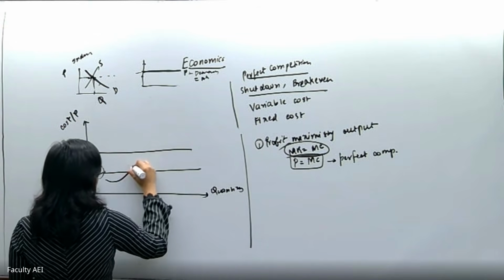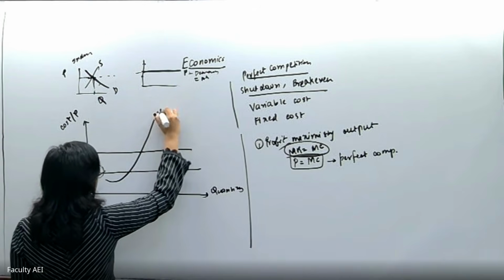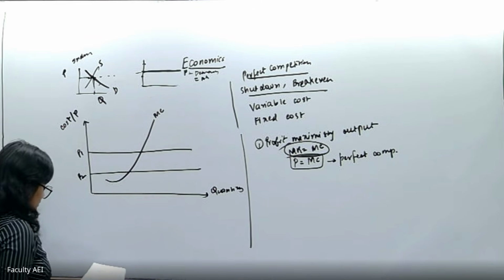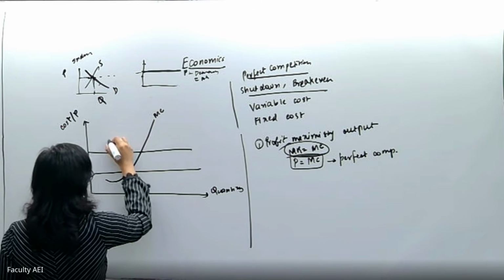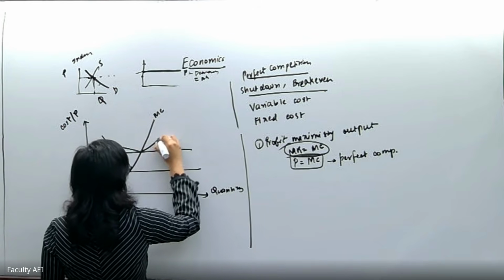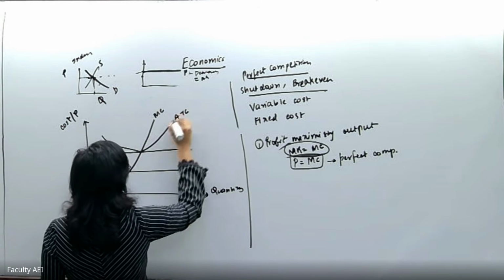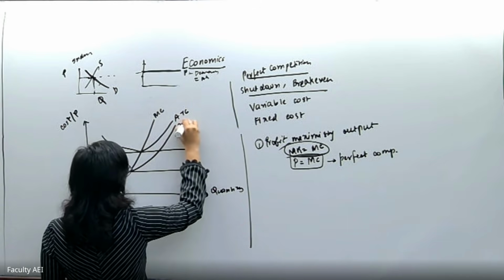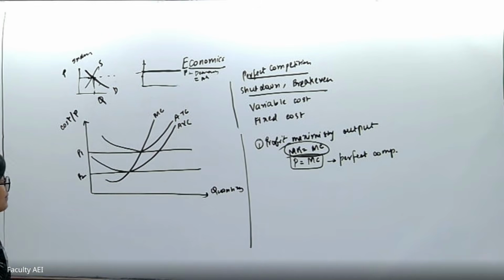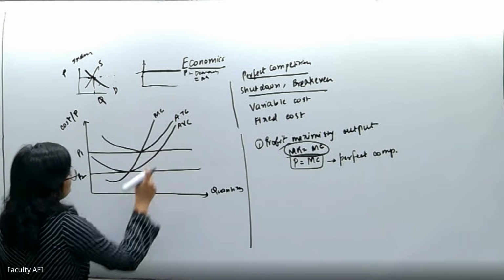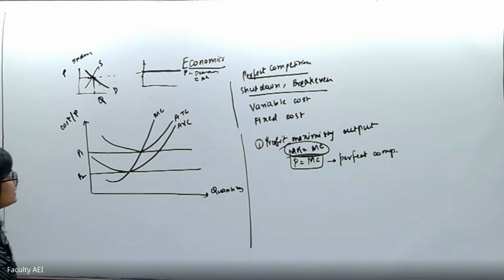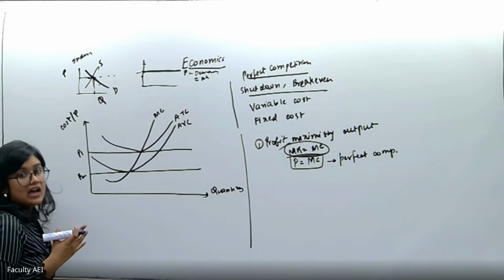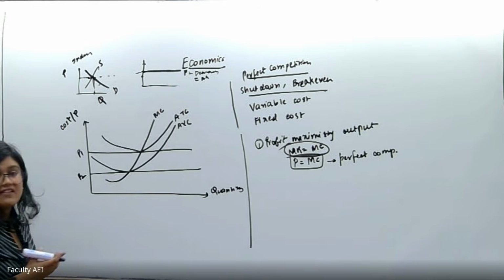This is the marginal cost. This is the graph of the marginal cost. This would be the graph of average total cost, and this would be the graph of average variable cost. The gap between the average total cost and average variable cost keeps on decreasing. Why does it keep on decreasing? Because apart from average total cost and average variable cost, we have average fixed cost.